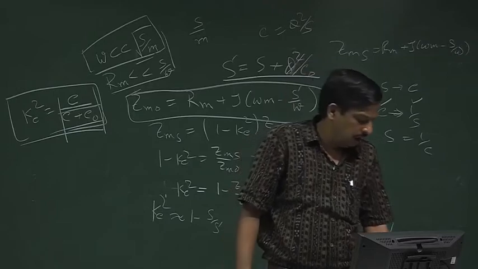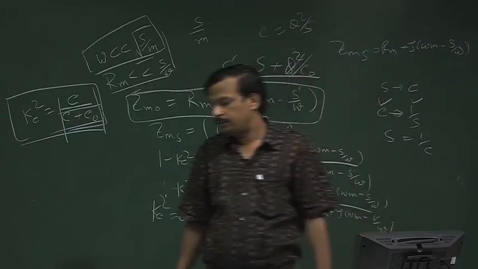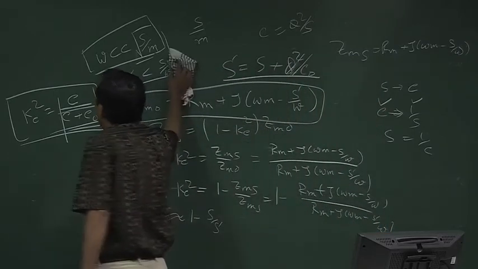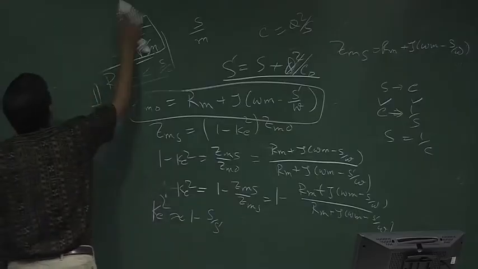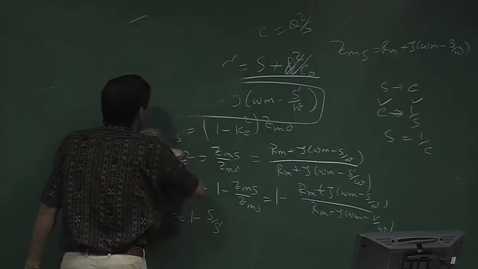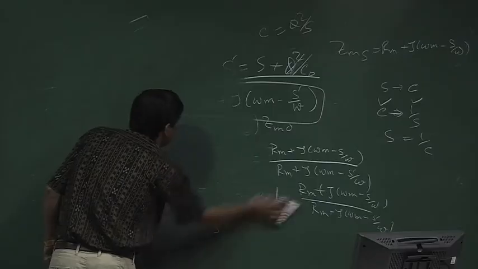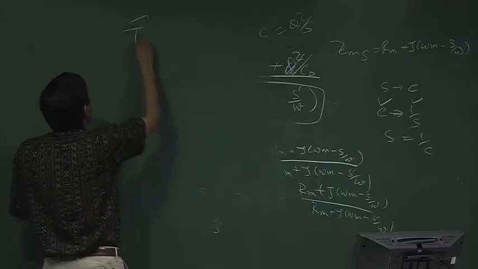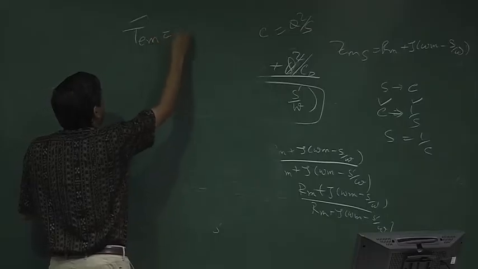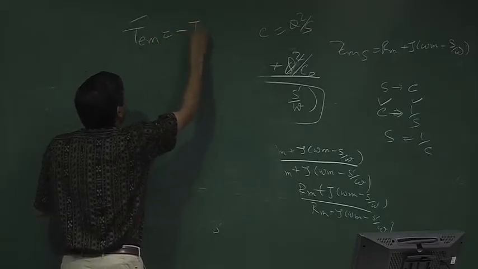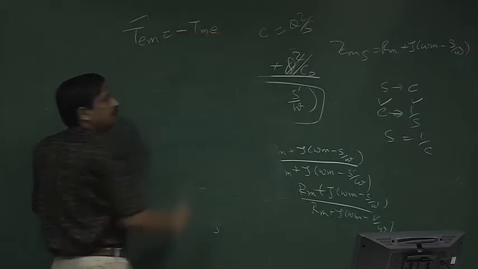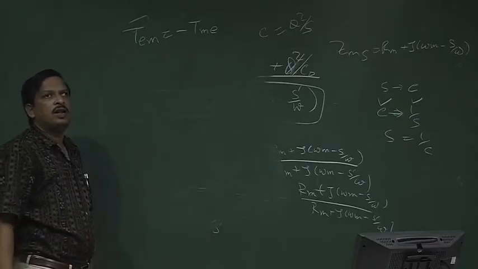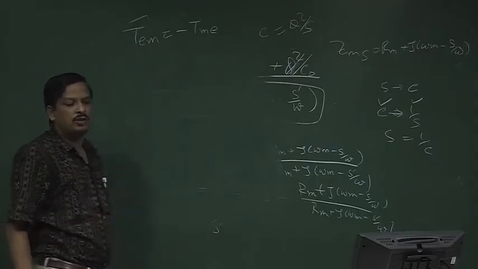Okay. Now, we go to another kind of transducer, the anti-reciprocal transducer. What is an anti-reciprocal transducer? One where T_EM, electrical to mechanical, is equal to minus T_ME, mechanical to electrical.